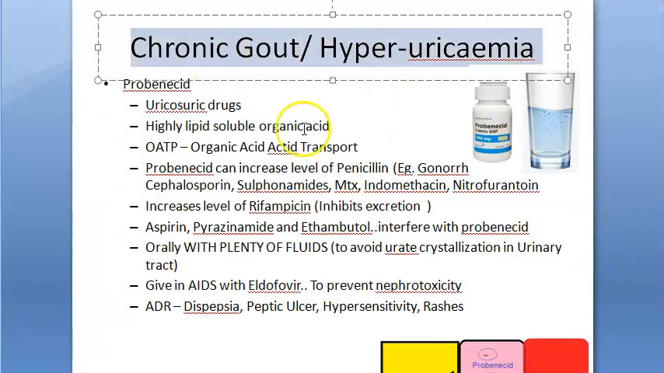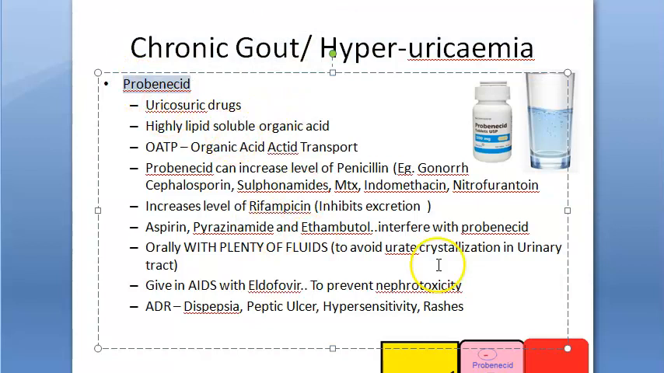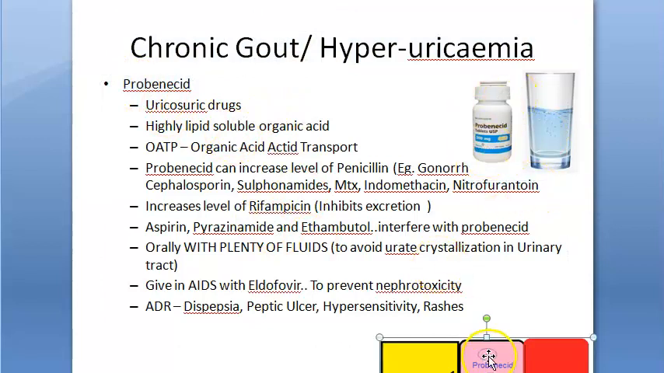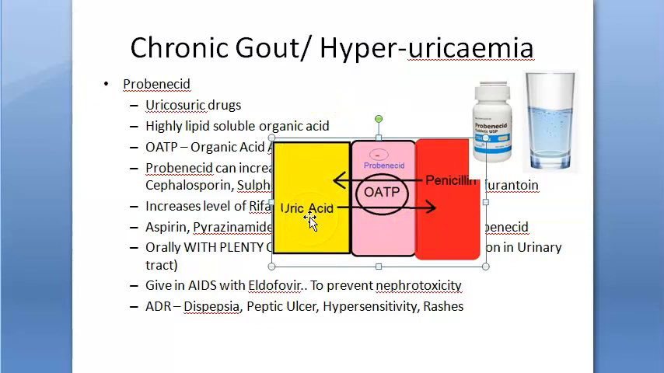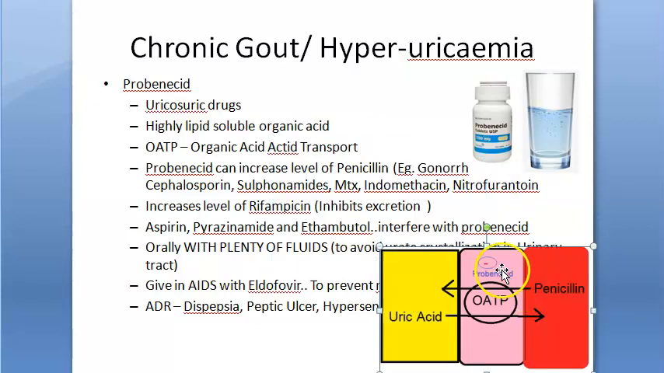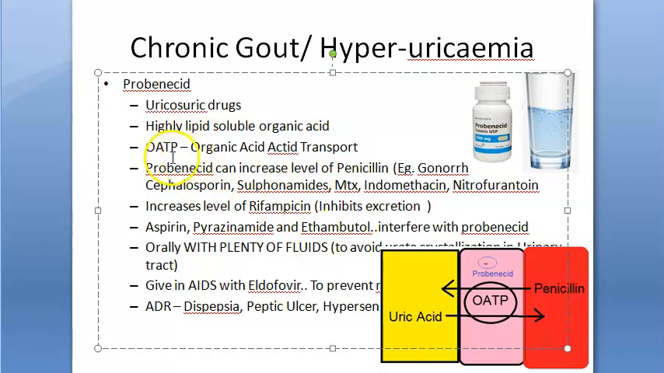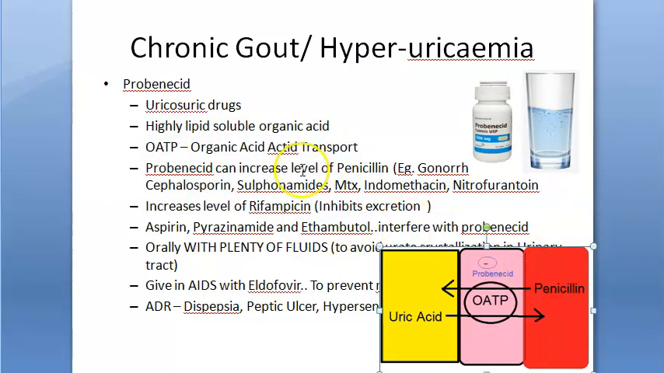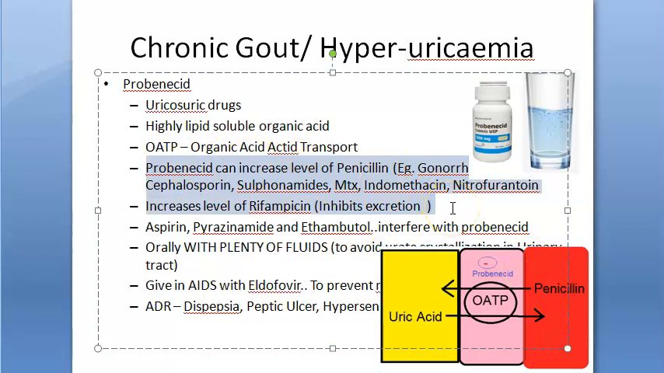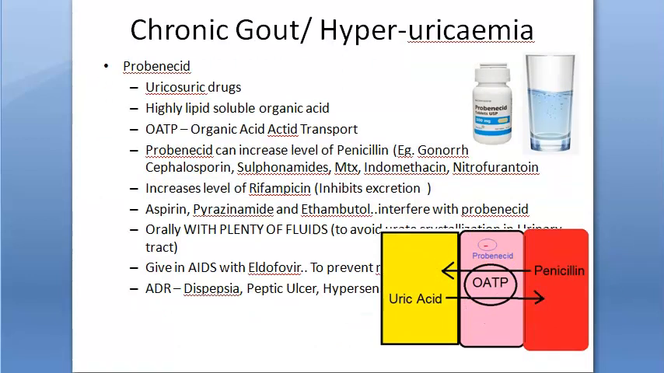Now coming to chronic gout, this is where we are. We have already covered probenecid in the previous video. Basically, probenecid blocks the organic acid transport, so uric acid cannot be reabsorbed. So it increases the excretion of uric acid. It also increases the levels of penicillin, rifampicin and other drugs. This is the main thing. If you remember this much for now, it's enough.